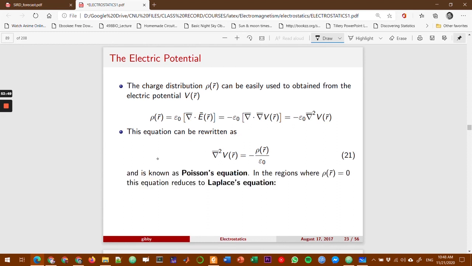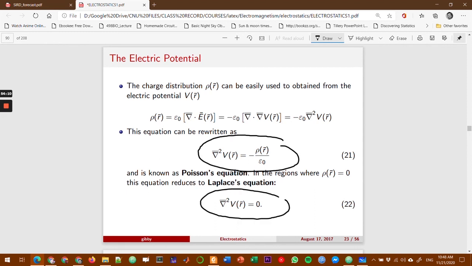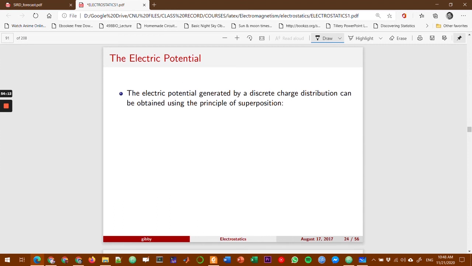This is actually known as Poisson's equation. Okay? If your rho is zero, because there is no charge density on the surface or the net is 0, if this is equal to 0 instead, then that would be termed the Laplace equation. So this is the Poisson equation. This is the Laplace equation.